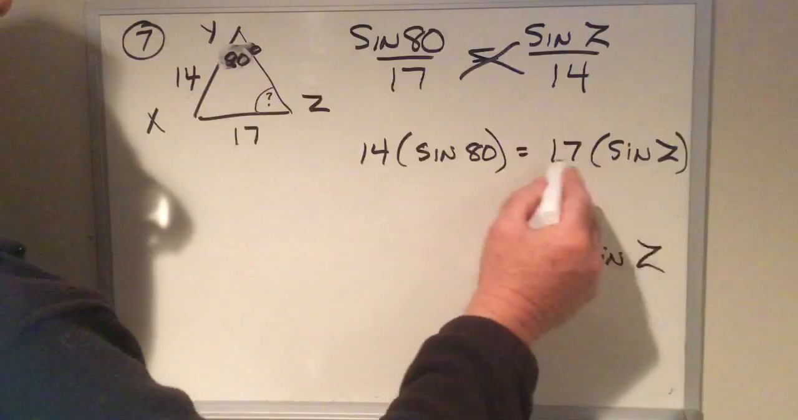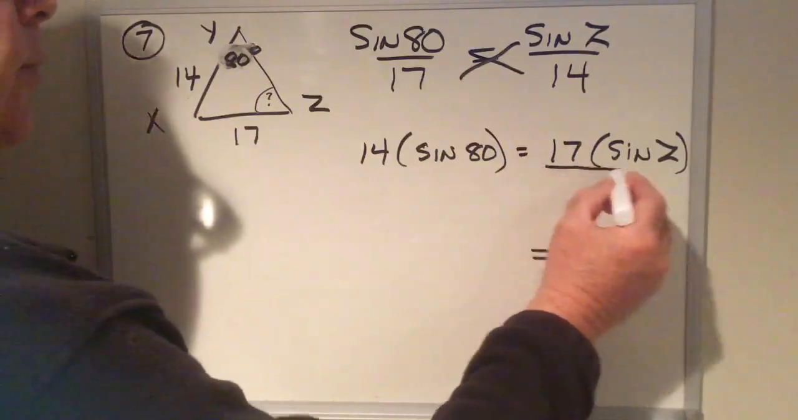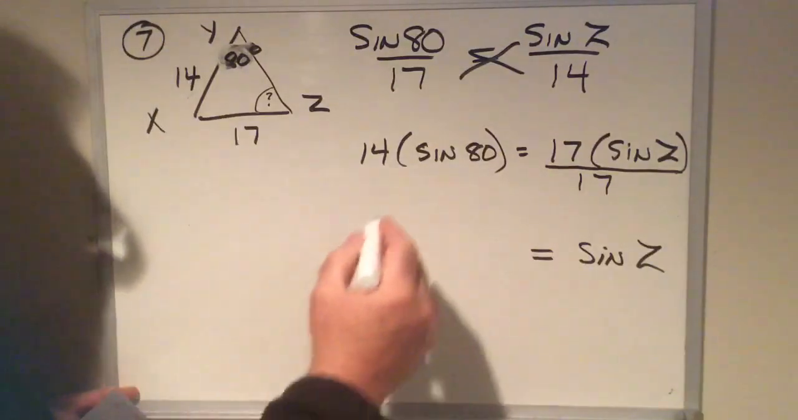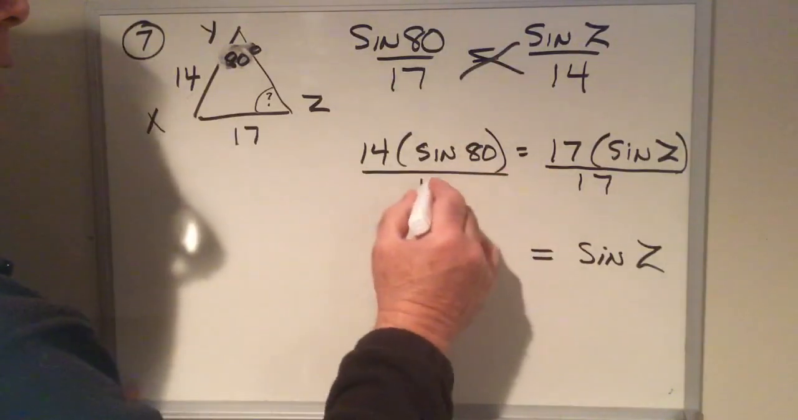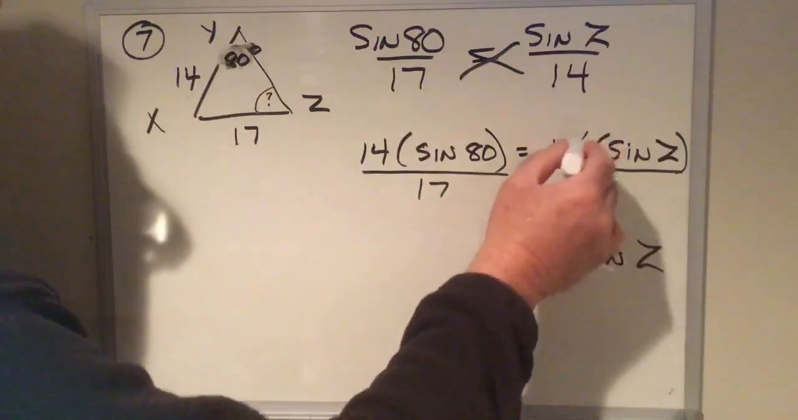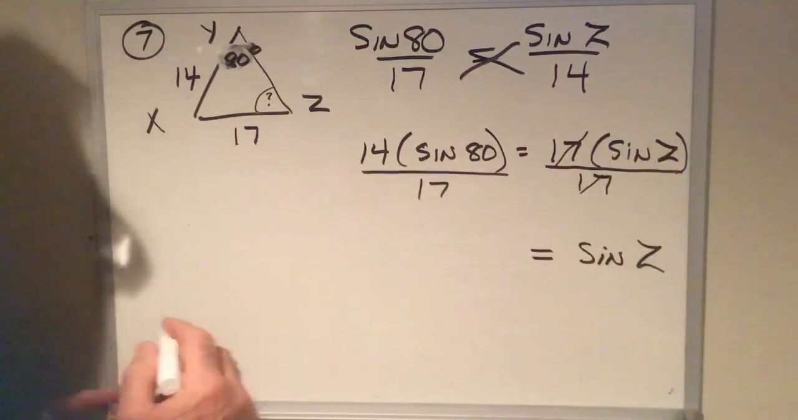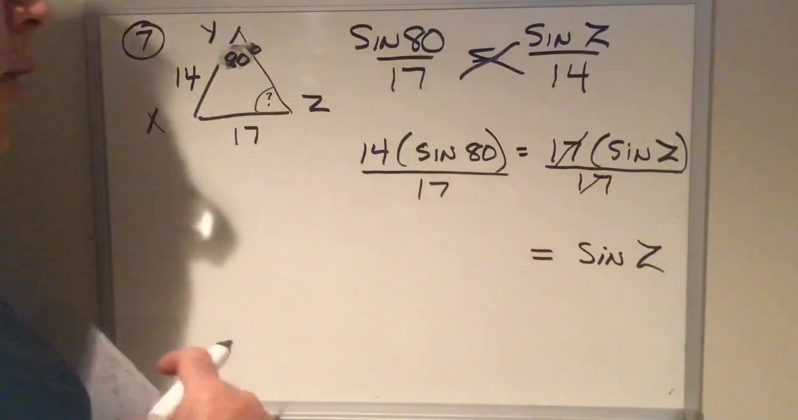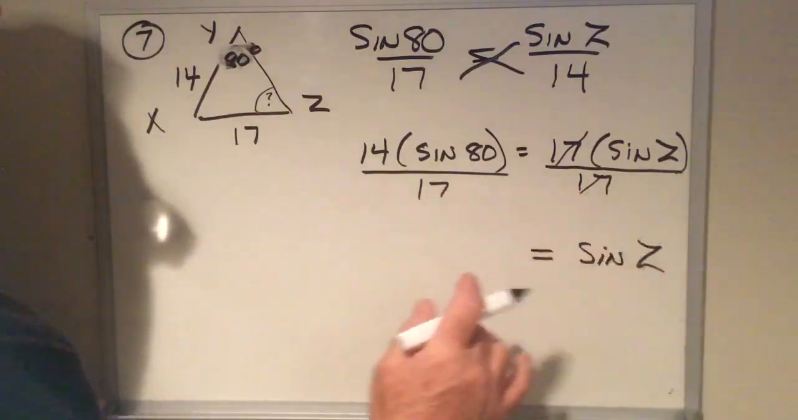What do we have on this side? We're multiplying, right? And we remember from our algebra days, we're going to divide both sides by 17. Divide both sides by 17. You have to do that in algebra so that we get the sine of Z isolated. That's exactly what we want. We want the sine of Z isolated.